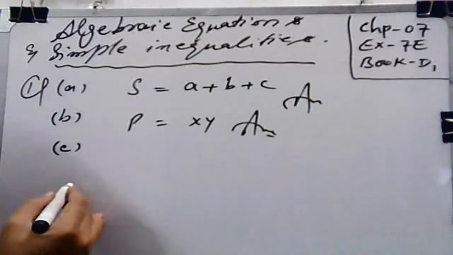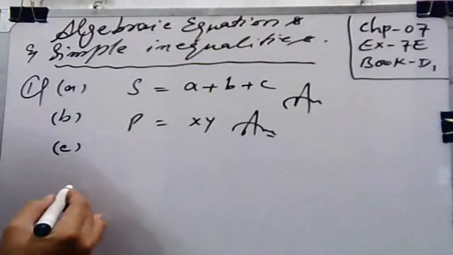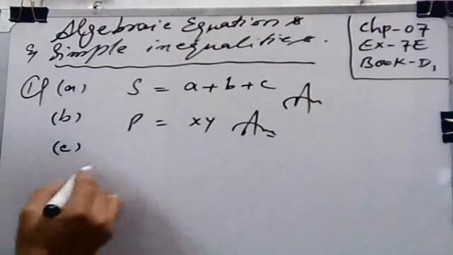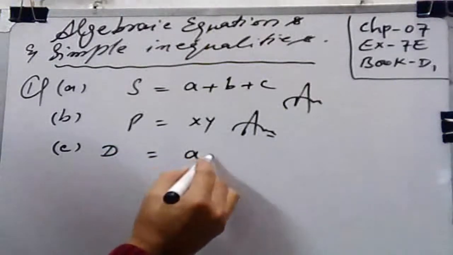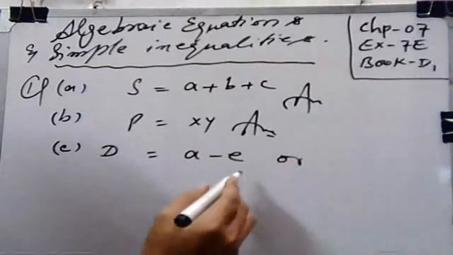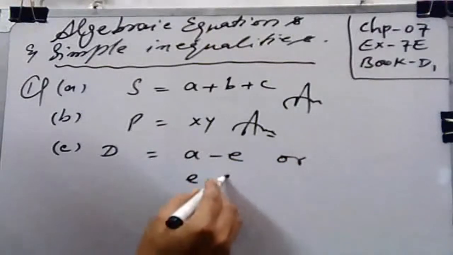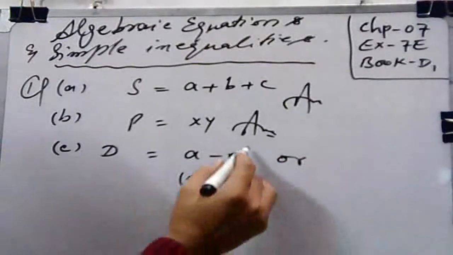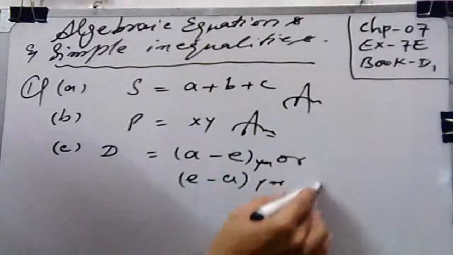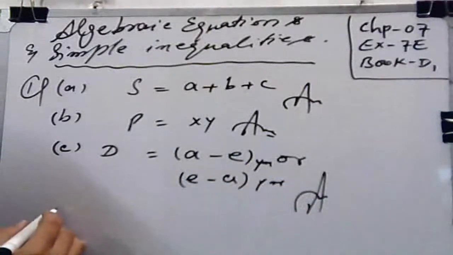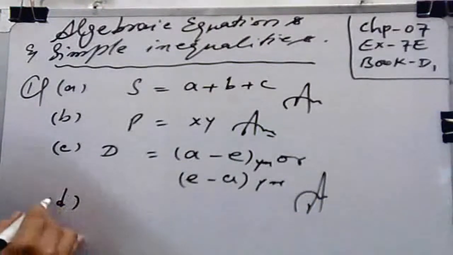In C part, the difference D between the ages of two boys, one being A years old and the other E years old. So the difference D is equal to A minus E, or you can write it as E minus A years. So that is your result.